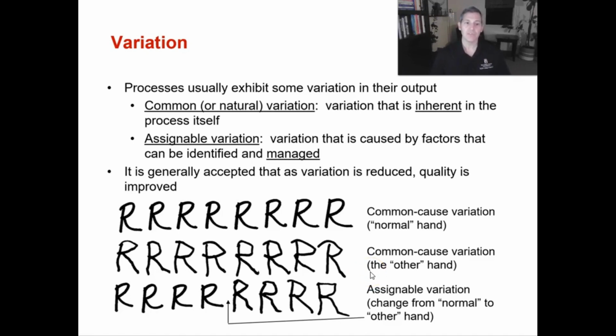So variation, let's talk about variation real quick. Processes usually exhibit some variation in their output. Common or natural variation is variation that's inherent in the process itself, okay? And that is generally acceptable variation. Assignable variation is variation that's caused by factors that can be identified and managed. It is generally accepted that as variation is reduced, quality is improved. That was a big thing for Deming. He really focused on reducing the variation in processes as a source for improving quality. So Deming really worked on reducing variation.